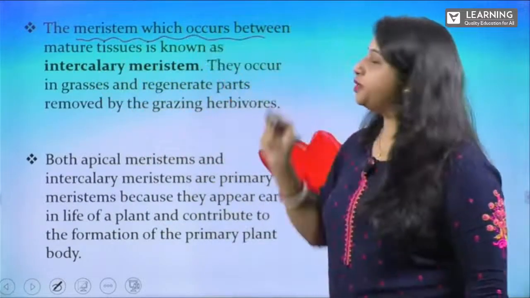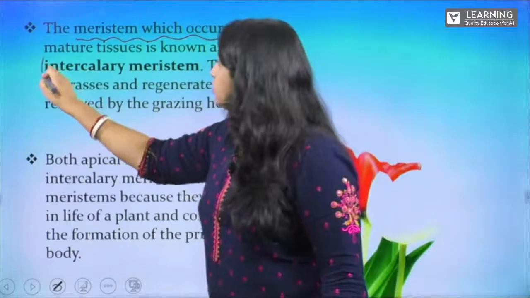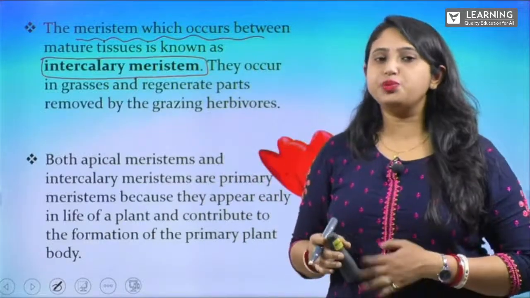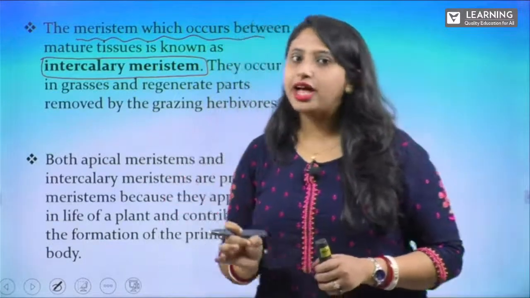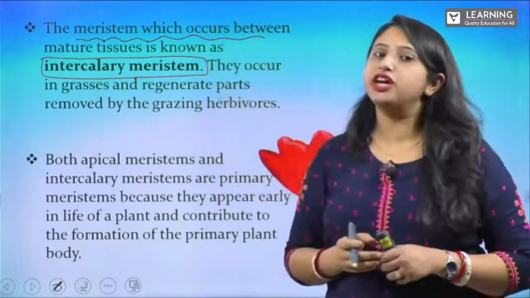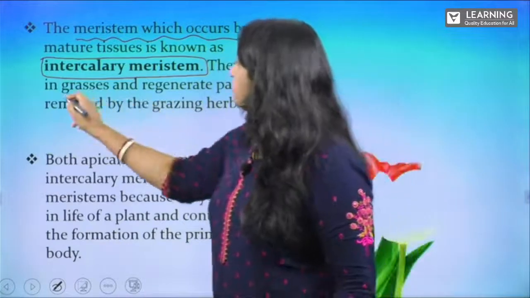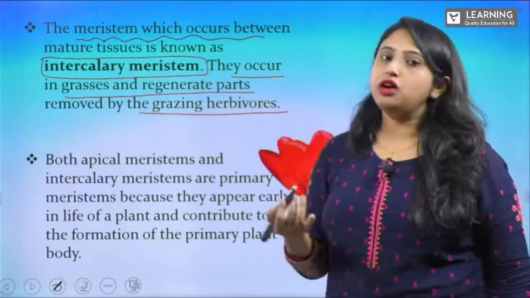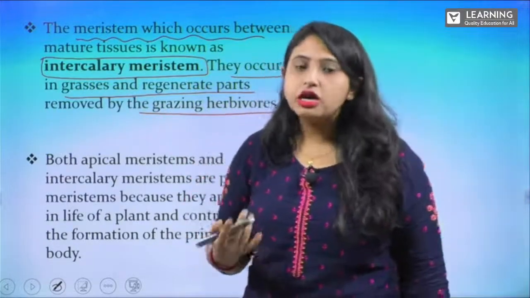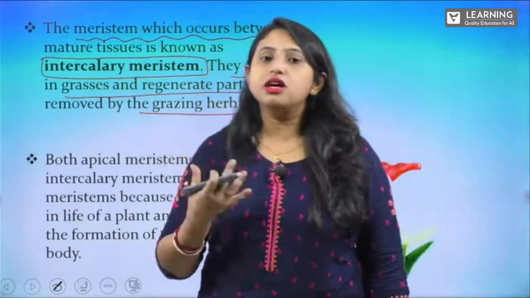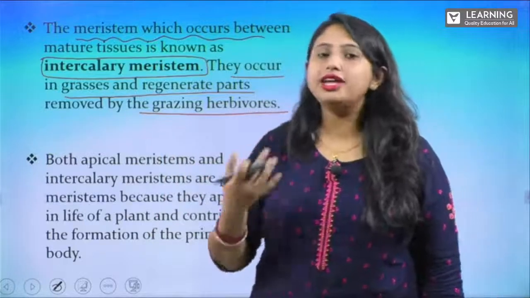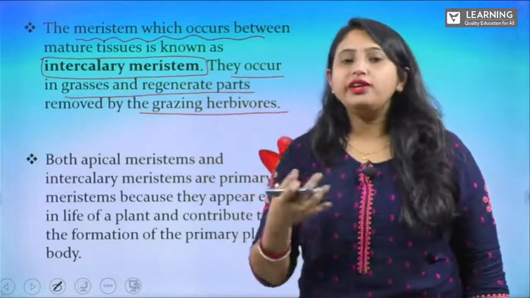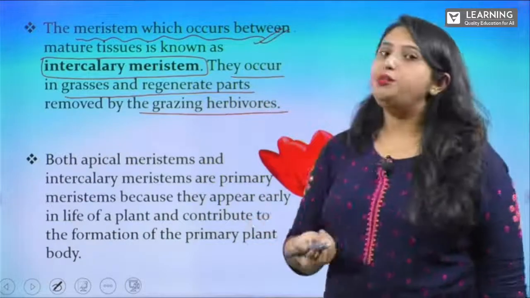The meristem which occurs between the mature tissues is known as your intercalary meristem. As I have shown you where the intercalary meristem is present, it is present at the center, okay, that is at the middle, that is, it occupies the position between the mature tissues. They occur in grasses and regenerate parts removed by grazing herbivores. What are herbivores? Those who survive on plants. So when the deer eats the grass, the grass has a capacity to grow, to regenerate. How is it? It is because of the intercalary meristem. So where is it present? It is present between the mature tissues.